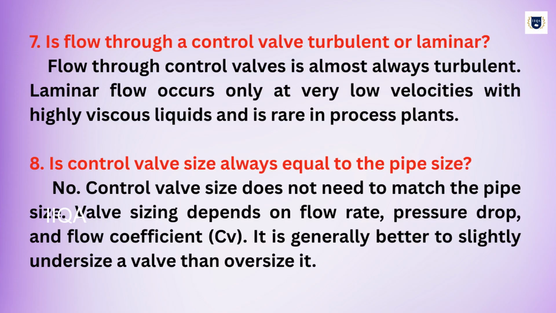Is flow through a control valve turbulent or laminar? Flow through control valves is almost always turbulent. Laminar flow occurs only at very low velocities with highly viscous liquids and is rare in process plants.